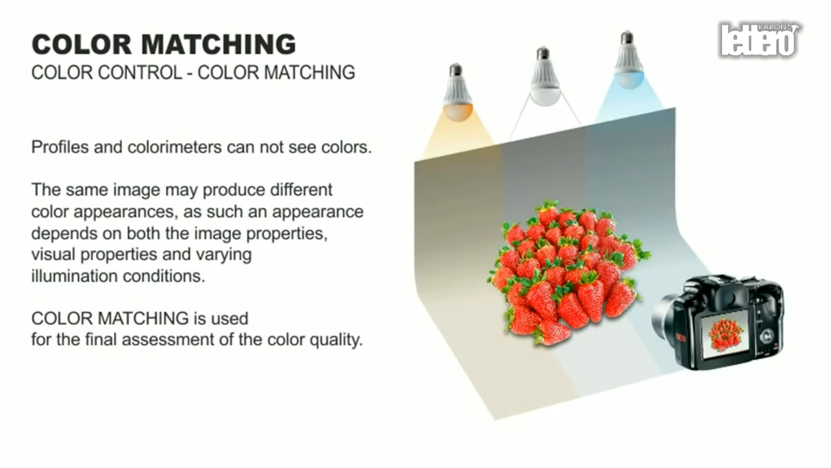Profiles and colorimeters cannot see color. The same image can evoke sensations of different colors, as a sensation depends on the properties of the image and the sight of an individual and changing illumination conditions. Color matching is used for the final assessment of color quality.